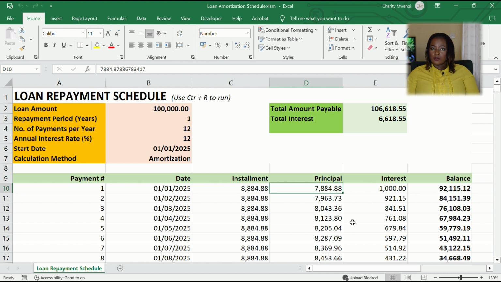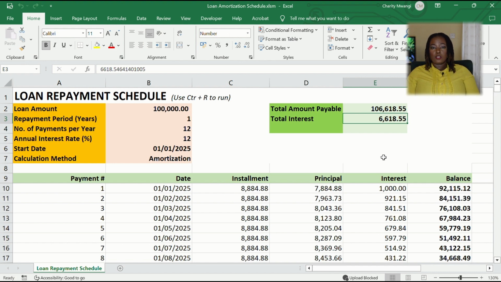So at the end of the period, you'll end up paying 6,618 in interest. And of course, the total amount, including the loan amount, you'll end up paying is 106,618. So if you compare with the fixed rate, which had an interest total of 12,000, meaning you end up paying 112,000, you can see the interest you pay on the amortization method is almost half what you pay when using the fixed rate method.